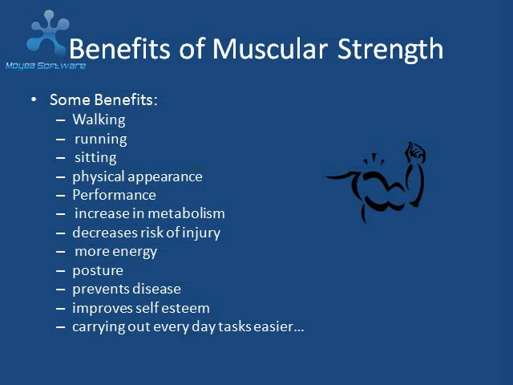Another one is increasing your metabolism. When you lift weights, your body burns more fat, which is increasing your metabolism, which is another reason people like to use muscular strength in their exercise programs. A big one that some of us may not think about for a benefit of muscular strength is it decreases the risk of injury. The more we work our muscles, the less risk of injury we'll have. If you fall, you'll be able to catch yourself easier. Simple things like that. Another benefit is you'll have more energy throughout the day. It also improves your posture. Helps you walk straight, sit up straight.